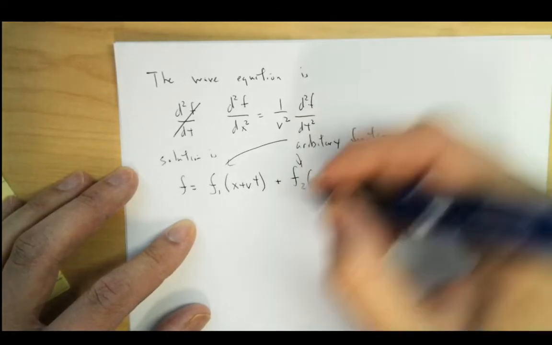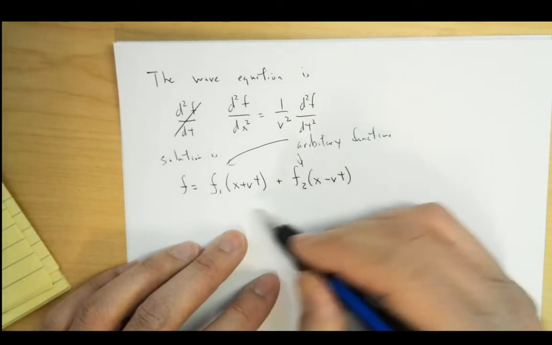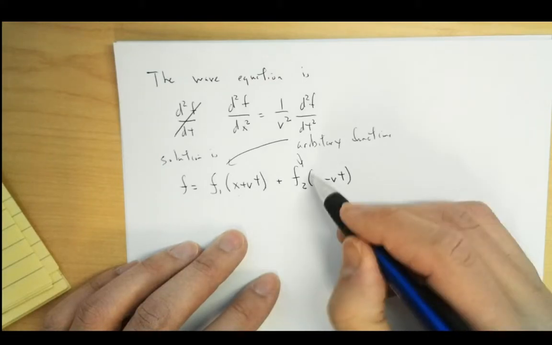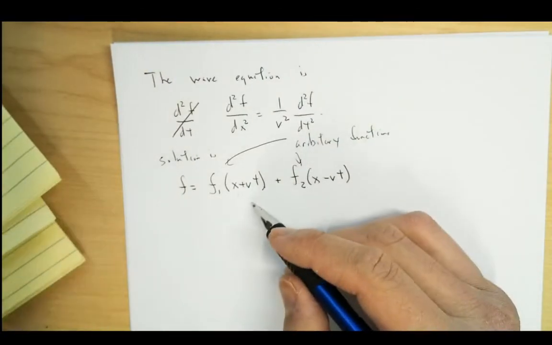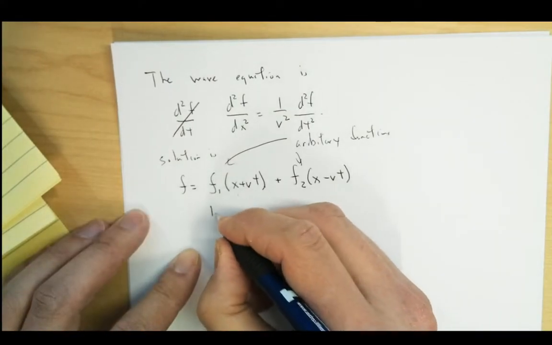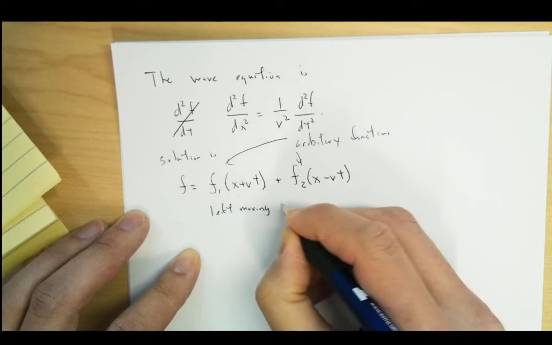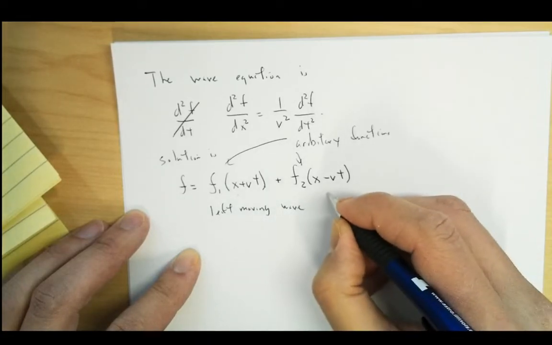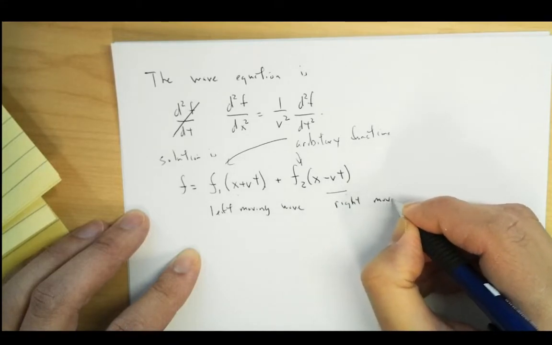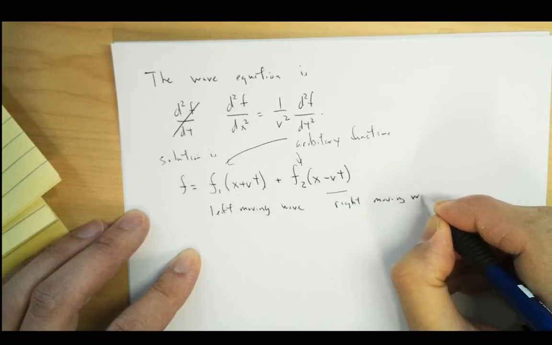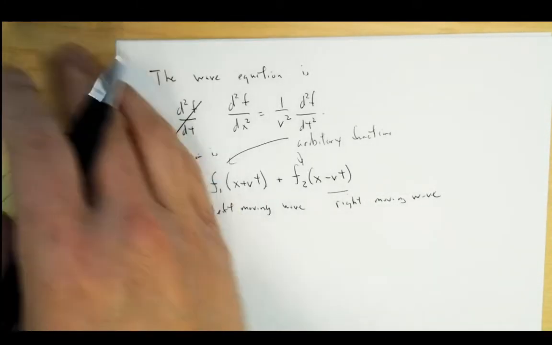Okay, then that's it basically. These are just some arbitrary functions, as long as they're differentiable. What you can do is write it like this and then plug it in. It will work every single time, right? And these have physical meaning. This is what's called a left moving wave, and this one is what's called a right moving wave, assuming x points from left to right.